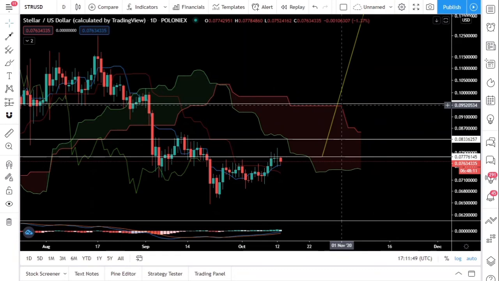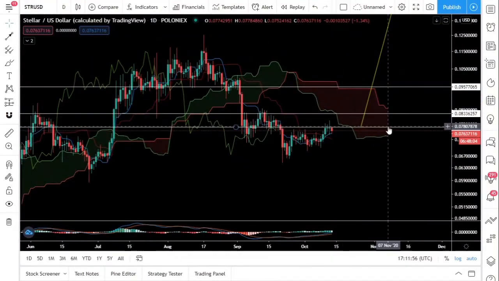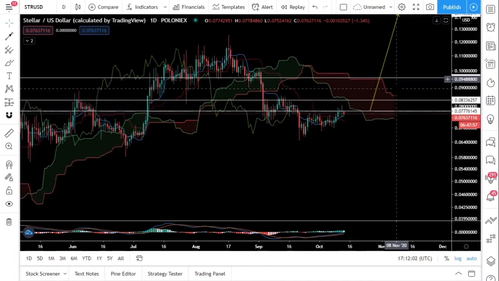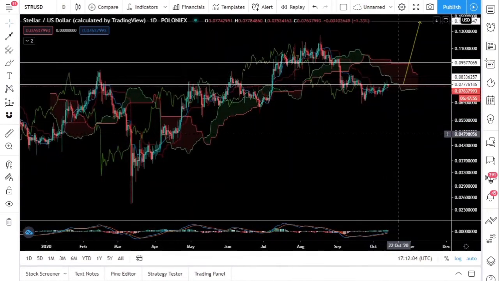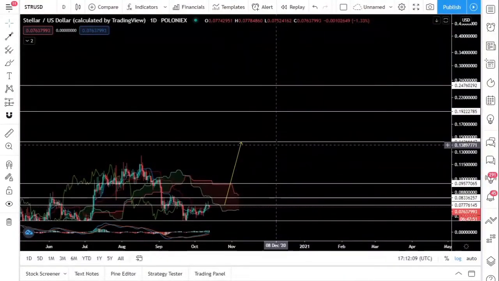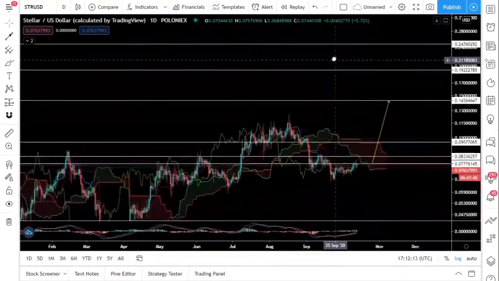Anyway, on the daily you can see that we have some resistance in front of us, so it also shows that 95 cents is the next major area of resistance. But first we have to cross 8 cents, not 83, 8 cents, my bad. After that, of course, 14, 19, 24 cents.